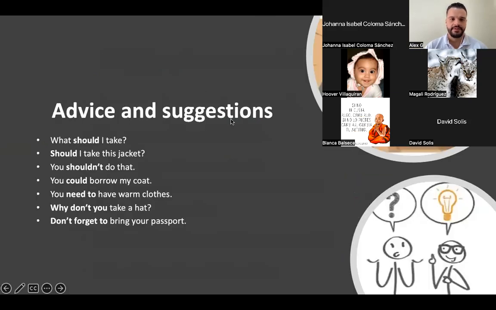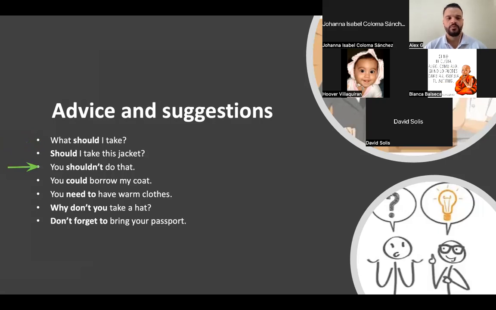Here we have advice and suggestions. So let's read this one. David, can you please read the first question? What should I take? Absolutely. The next one? Should I take this jacket? And finally, you should do that. Excellent. So when we want to give advice or suggestion, we can use should, the modal verb, should, negative, shouldn't.